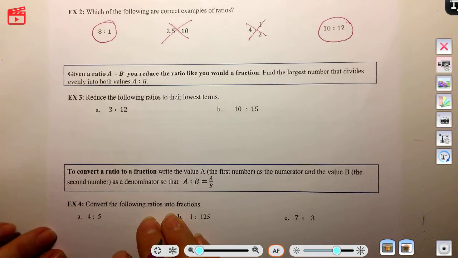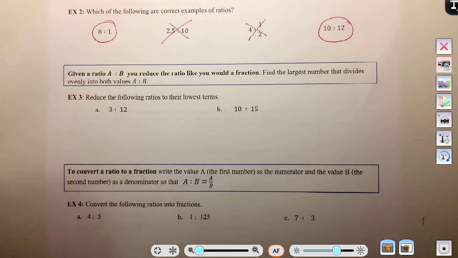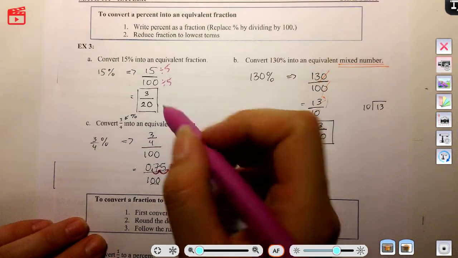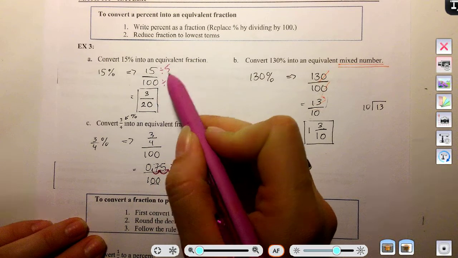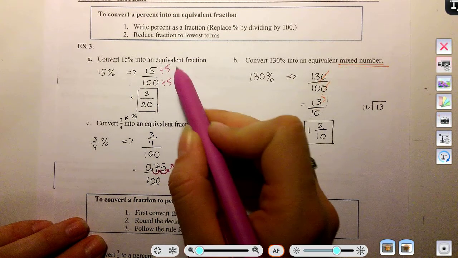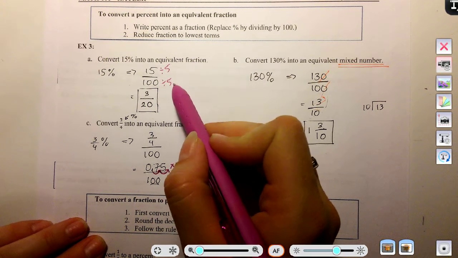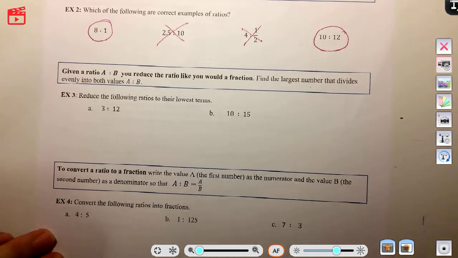So given ratio a to b, you reduce the ratio like you would a fraction. So we know how to reduce fractions, right? You divide both numbers by the same number. Same thing happens with a ratio. So we're going to find the largest number that divides evenly into both the values a and b. Okay, so remember, for example, pulling back an old paper, when we were simplifying 15 and 100, you divided the top and the bottom by 5. We divided the top and the bottom by the same number. So same thing happens with ratios. You're dividing by the same number.